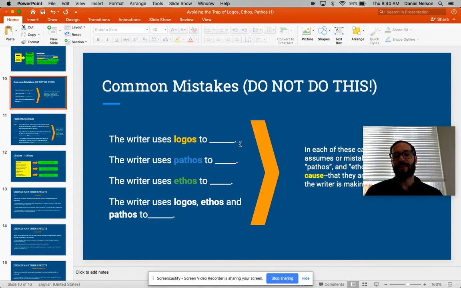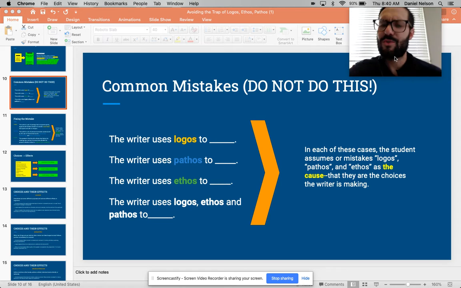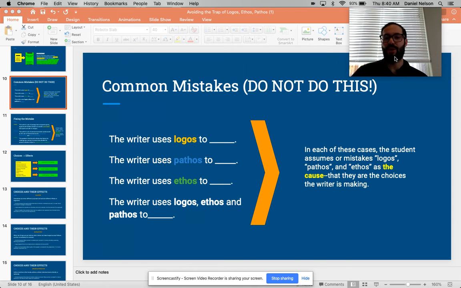All right, so common mistakes when people write about ethos, pathos, and logos: we might say something like, the writer uses logos to, the writer uses pathos to, the writer uses ethos to. The writer uses logos, ethos, and pathos too. What this does is, yeah, it's technically true. The author is using pathos, but we're lacking something inside of that. We're also lacking the specificity.